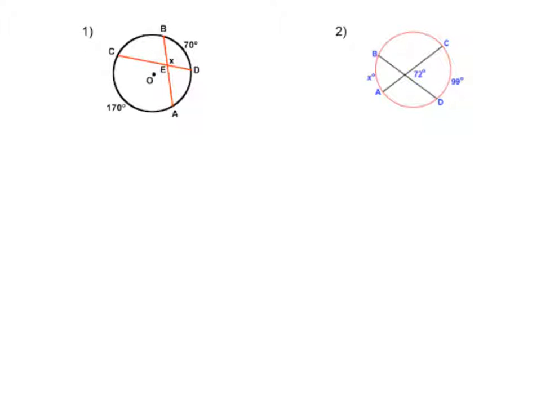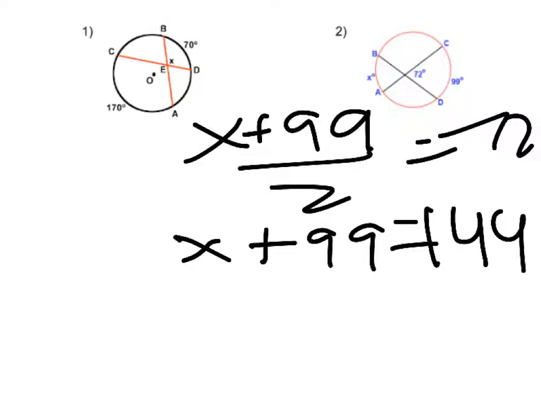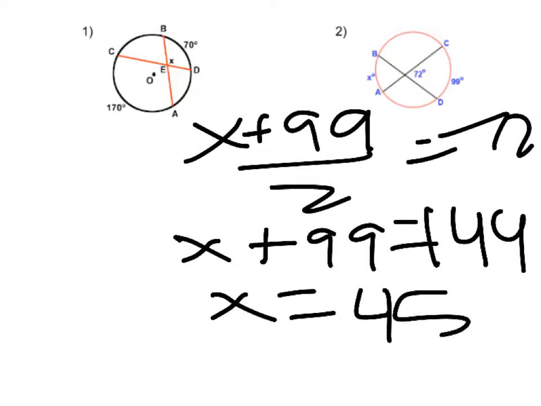The next problem, you can set up an equation. x plus 99 over 2 is going to be equal to 72. 72 times 2 is 144, so x plus 99 is going to be equal to 144. 144 minus 99 is 45, so x is equal to 45.